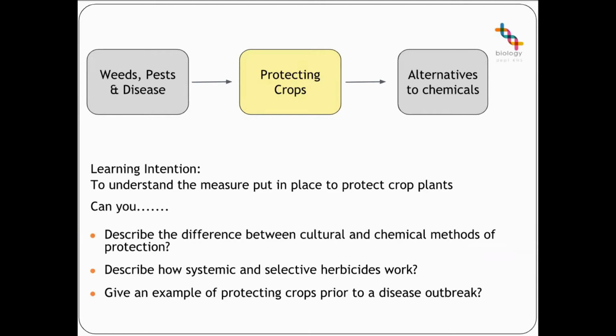So, we would expect you to understand the measures put in place to protect crop plants. You will need to be able to describe the difference between cultural and chemical methods of protection, describe how systemic and selective herbicides work, and give an example of protecting crops prior to a disease outbreak.